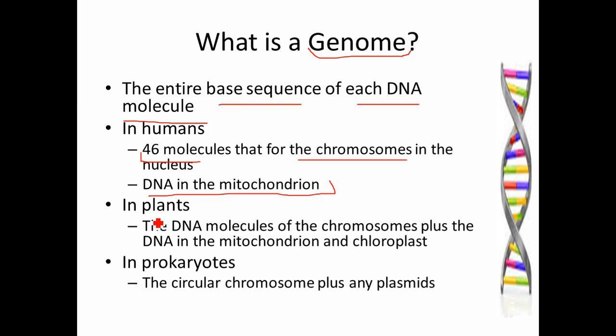In plants, as I mentioned before, the genome would include the DNA molecules of the chromosomes, plus the DNA of the mitochondria and the chloroplasts. And in prokaryotes, it would include the circular chromosome, plus any plasmids as well.